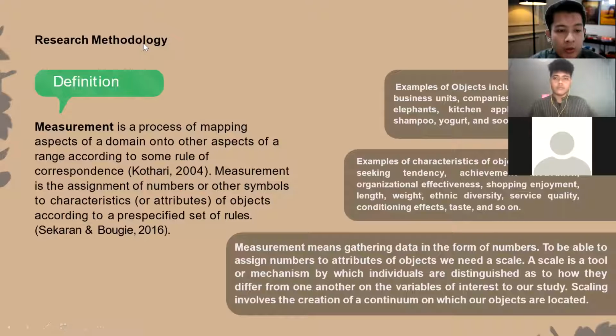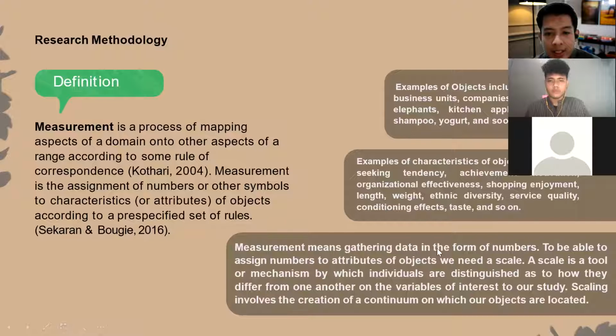And now, we will talk about measurement. The definition of measurement is a process of mapping aspects of a domain onto other aspects of a range according to some rule of correspondence, according to Kothari 2004. Measurement is the assignment of numbers or other symbols to characteristics or attributes of objects according to a specified set of rules, according to Sekaran and Bougie 2016.